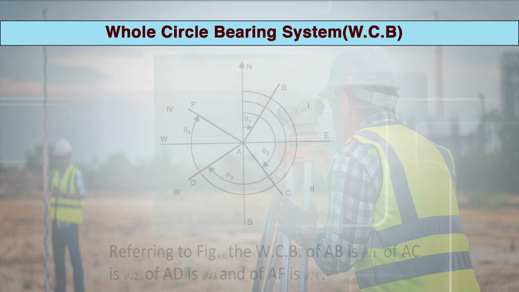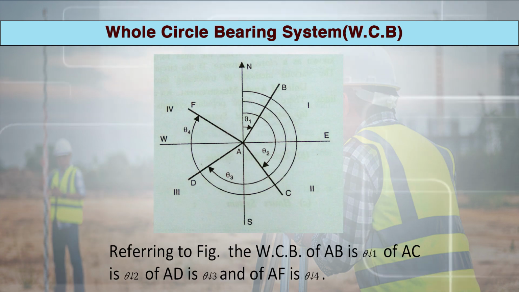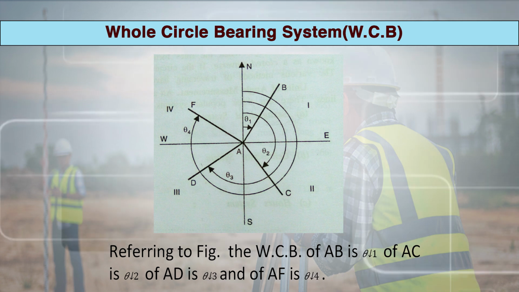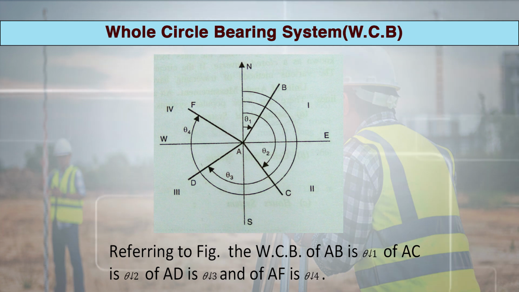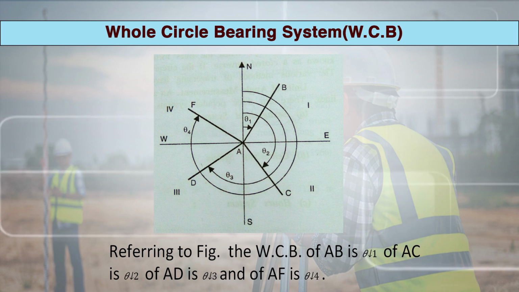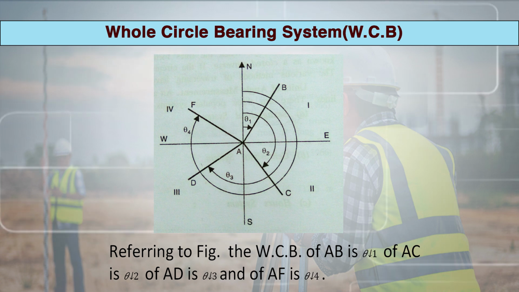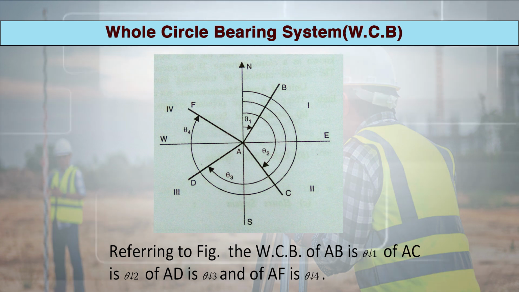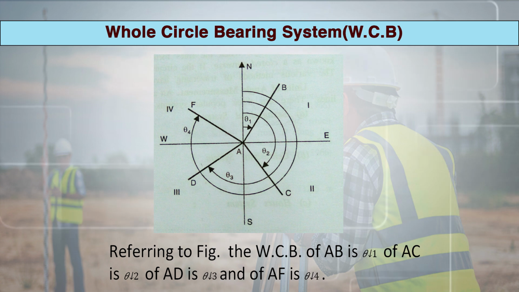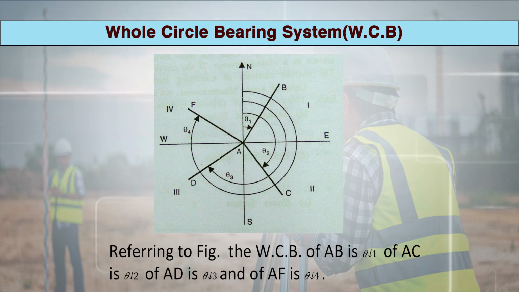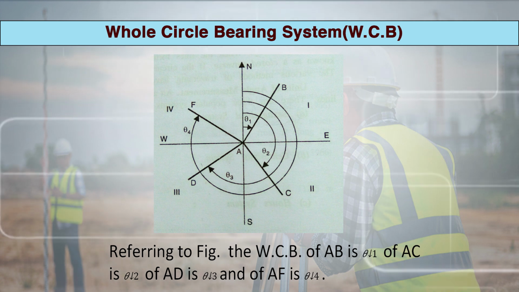Now let us check this figure and discuss how we can measure the whole circle bearing. Referring to this figure, the WCB of line AB is theta 1, the WCB of AC is theta 2, the WCB of AD is theta 3, and the whole circle bearing of the survey line AF is theta 4. So, we measure from north, clockwise.